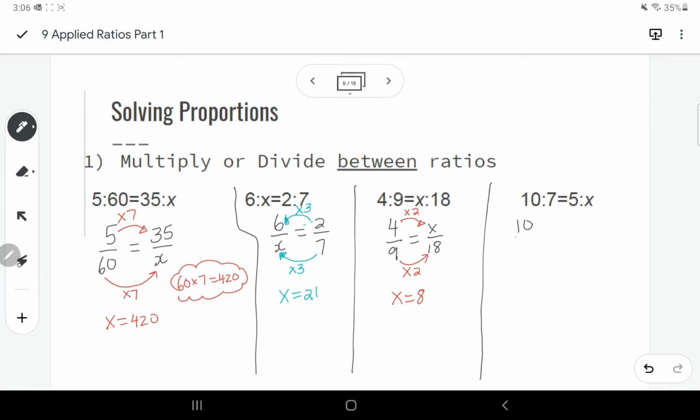And the last one, 10 over 7 equals 5 over x. Now here, if I want to figure out how to get from the 7 to the x, I have to figure out what I did to get from 10 to 5. Going from 10 to 5, I'm dividing by 2. So I have to divide by 2 on the bottom as well. So x is 7 divided by 2, so x is 3.5.